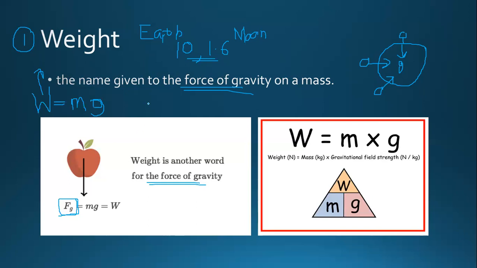If a person's mass is 20 and the gravitational field strength of Earth is obviously 10, उसका weight क्या हो जाएगा? His weight would be 200 Newton. Remember, the weight is always written in newtons. Weight को हम न्यूटन में लिखते हैं. Why in Newton? Because weight is a force, and force का unit जो basic होता है, that is known as Newton.